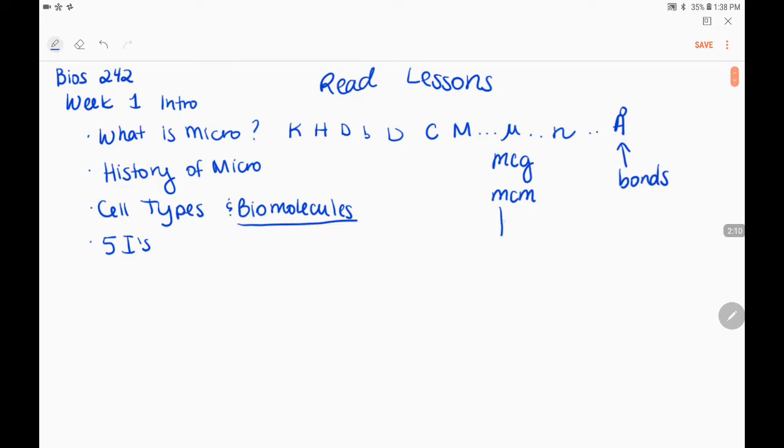So microscopy and microbiology look at these things that are so small that you definitely need a microscope in order to view. Okay, and so this leads us into the history of microbiology. The first person to really use the microscope was this Dutch guy, Antony Leeuwenhoek, which I'm totally butchering his name, but that's totally fine.